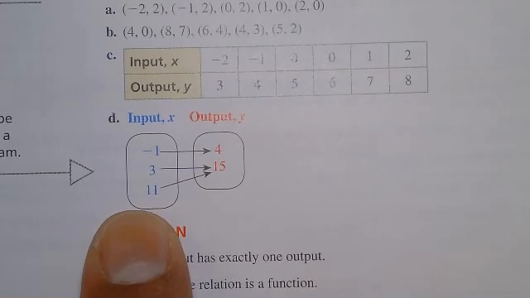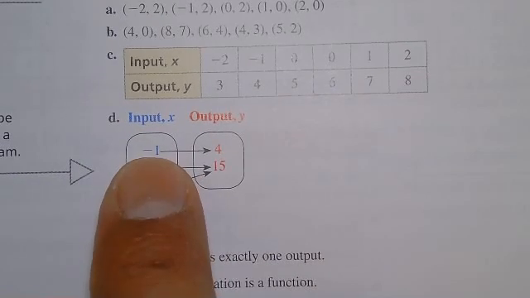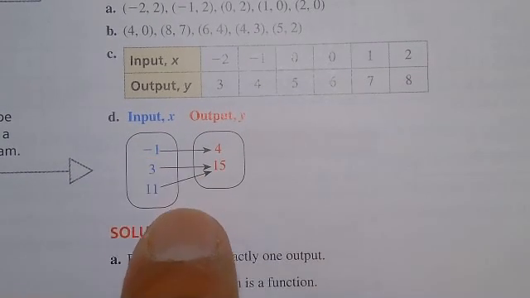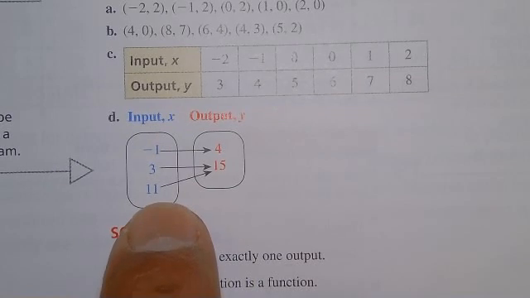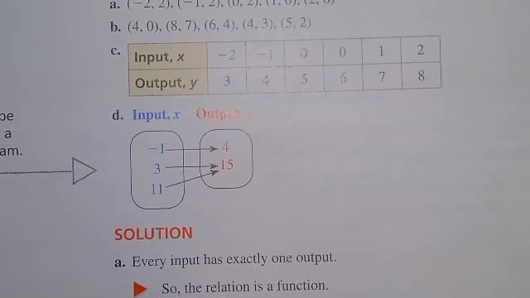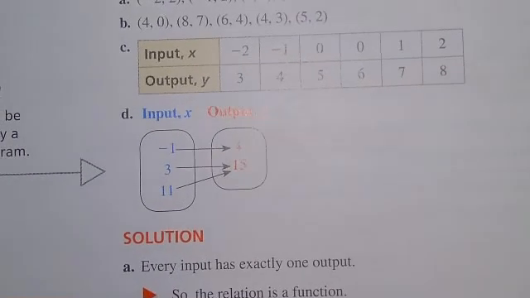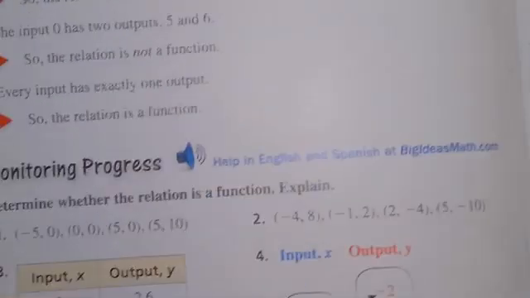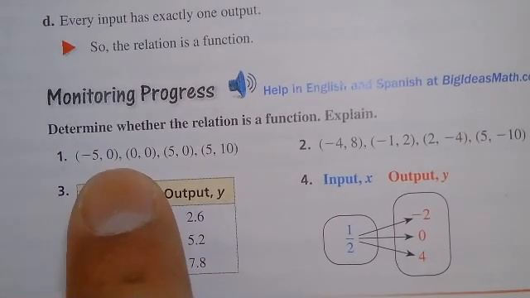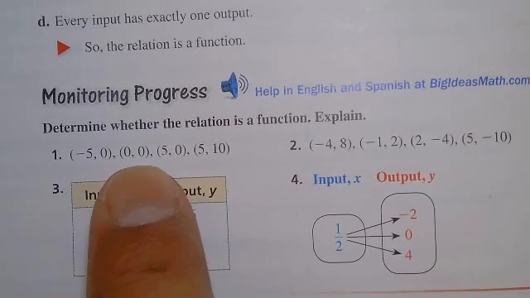Okay, now look at a mapping. Yes, it's a function? Does this one only go to 1? Does the 3 only go to 1? And does the 11 only go to 1? So it is a function. It's only not a function when 1 x goes to 2 y's. Very good.